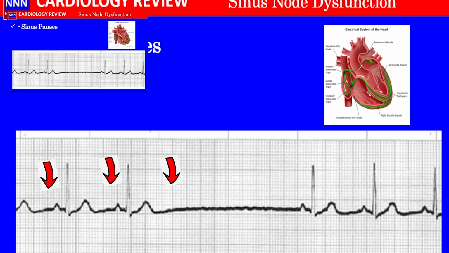We also need to differentiate this from a high-grade AV block. With high-grade AV block, you do see P waves, you just don't see the conduction through the AV node to give the QRS complexes. So if you see a pause with just P waves in between, you're dealing with a high-grade AV block. If you don't see P waves at all, then you're looking at the sinus pause or sinus exit block.